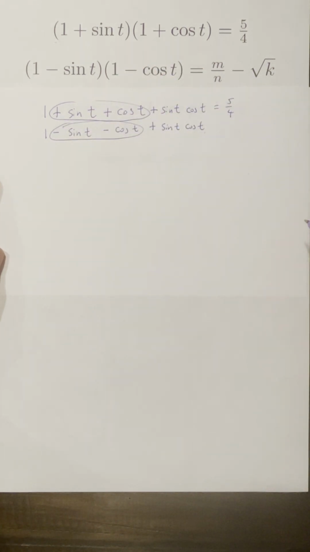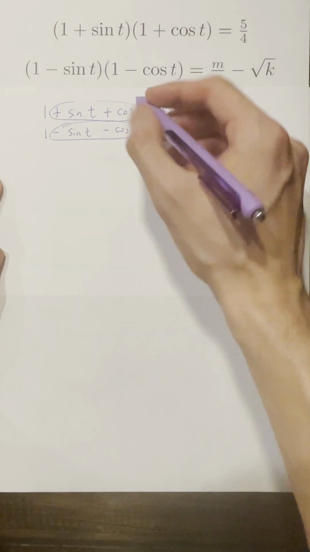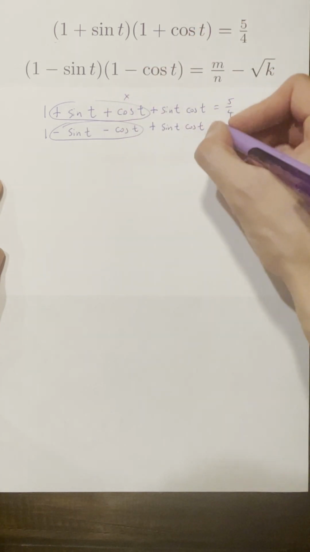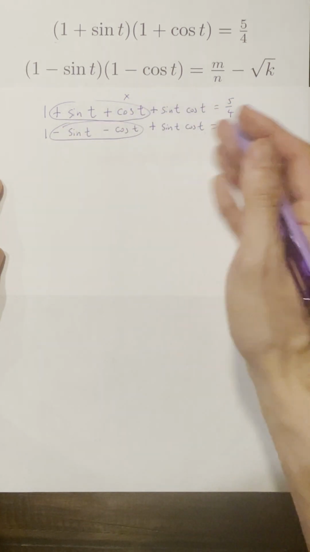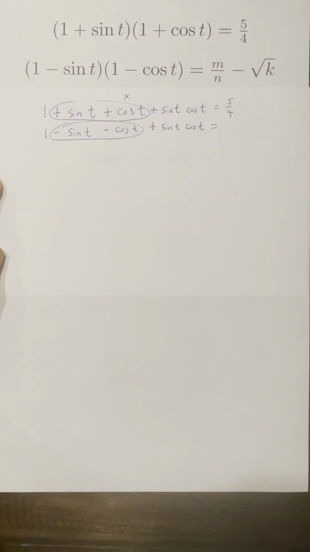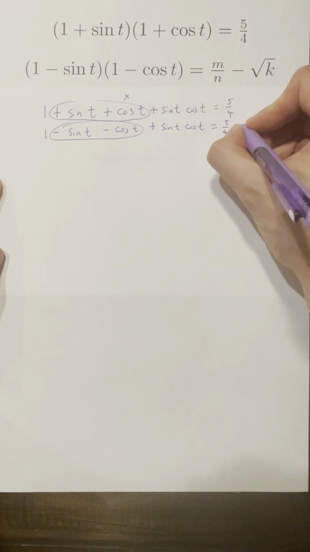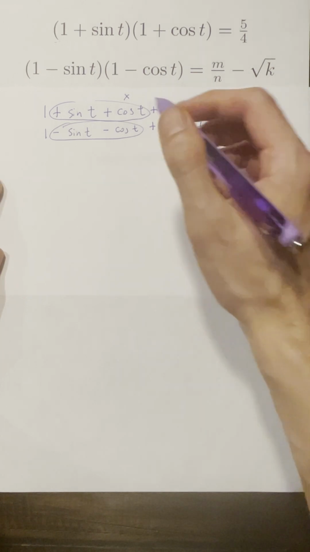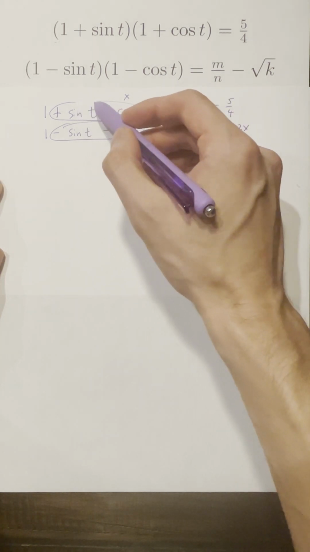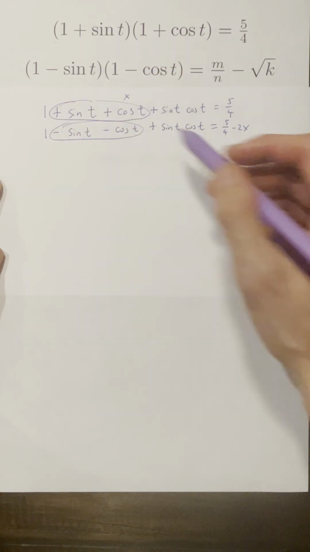Okay, so if I say sine t plus cosine t is equal to x, what would this expression be equal to in terms of x? It'd be equal to 5/4 minus 2x. Okay. So what we really need to look for here is x. Okay, so how do we find x?